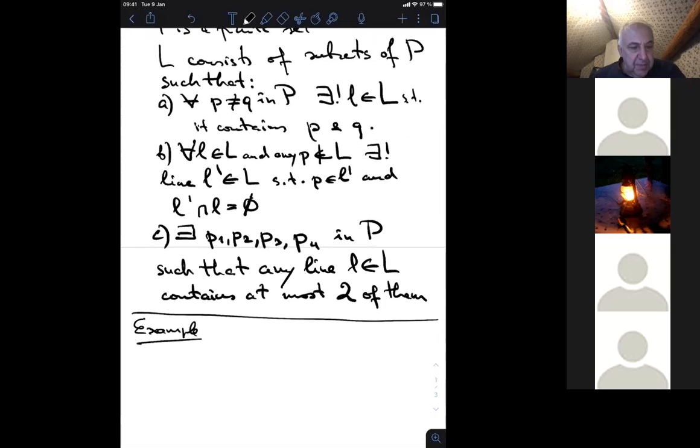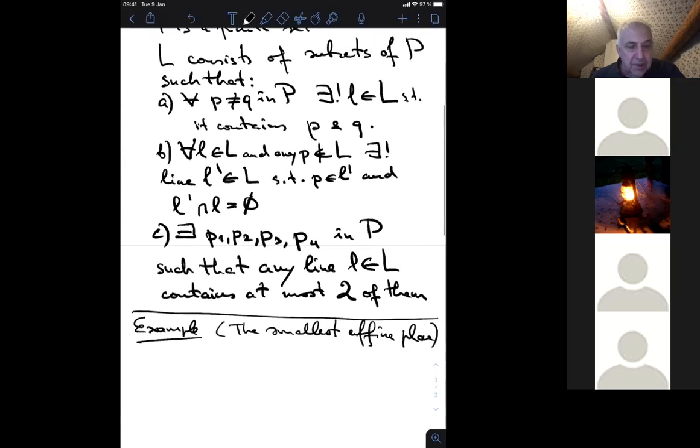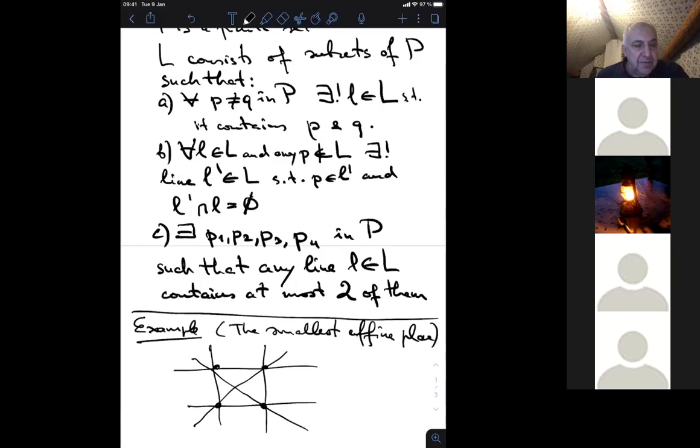One example. This is the simplest, or the smallest, affine plane. It consists of 4 points and 6 lines. So these are the points, and the lines are all possible pairs of points: 1, 2, 3, 4, 5, 6. So this configuration is the simplest possible non-trivial finite plane. So it satisfies all the axioms.